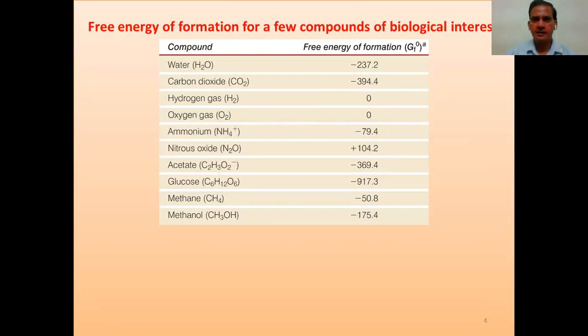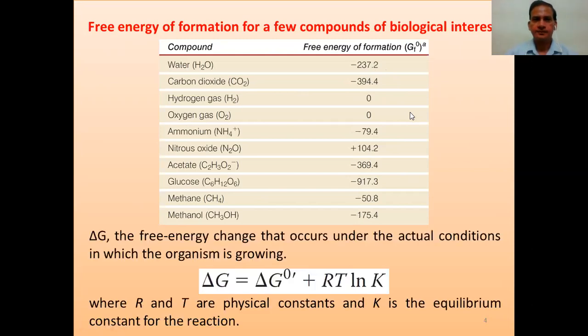If any kind of reaction is going on, let's say for example glucose, the energy is quite high. In fact, this is the highest in this particular table, minus 917.3. So it means that if this glucose molecule is formed from the elements or the basic reactants, a high amount of energy will be released. And similarly, following this, carbon dioxide and water also release large amounts of energy.